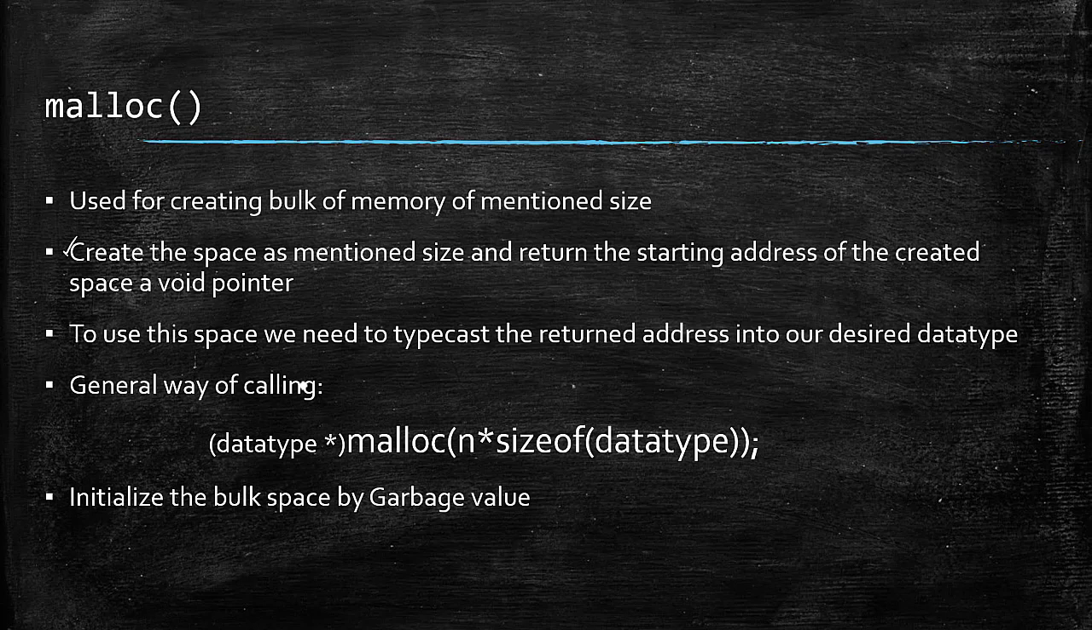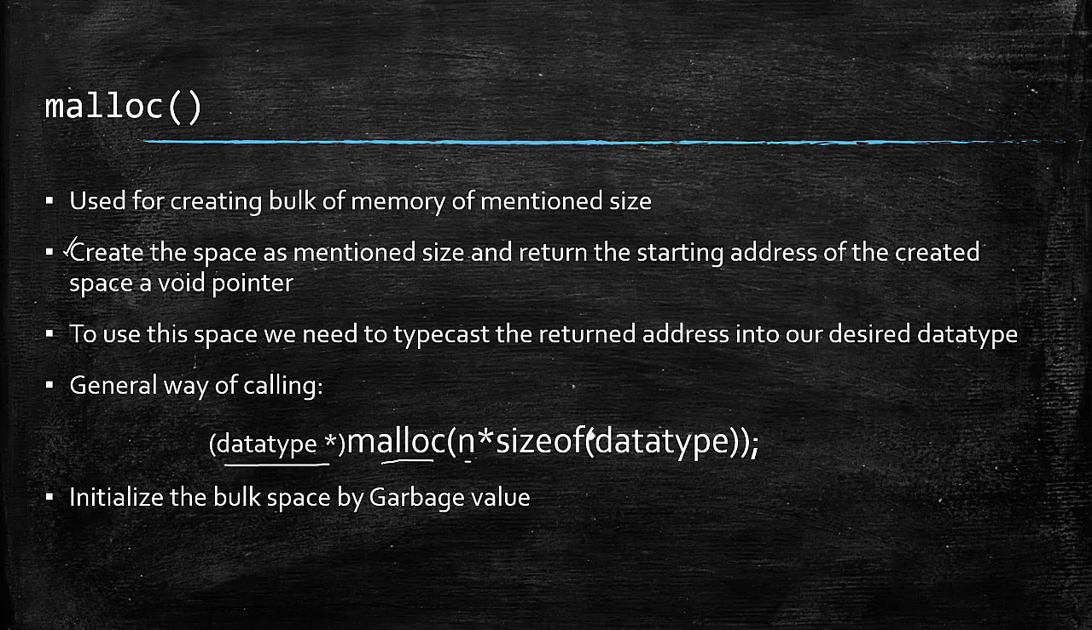Now to use that bulk space, we need to typecast it. The returned address should be typecast, and generally we call the function with this notation. Here we are typecasting it into our desired data type, then we are calling the function which will return a void type of pointer, with n into the size of the data type.